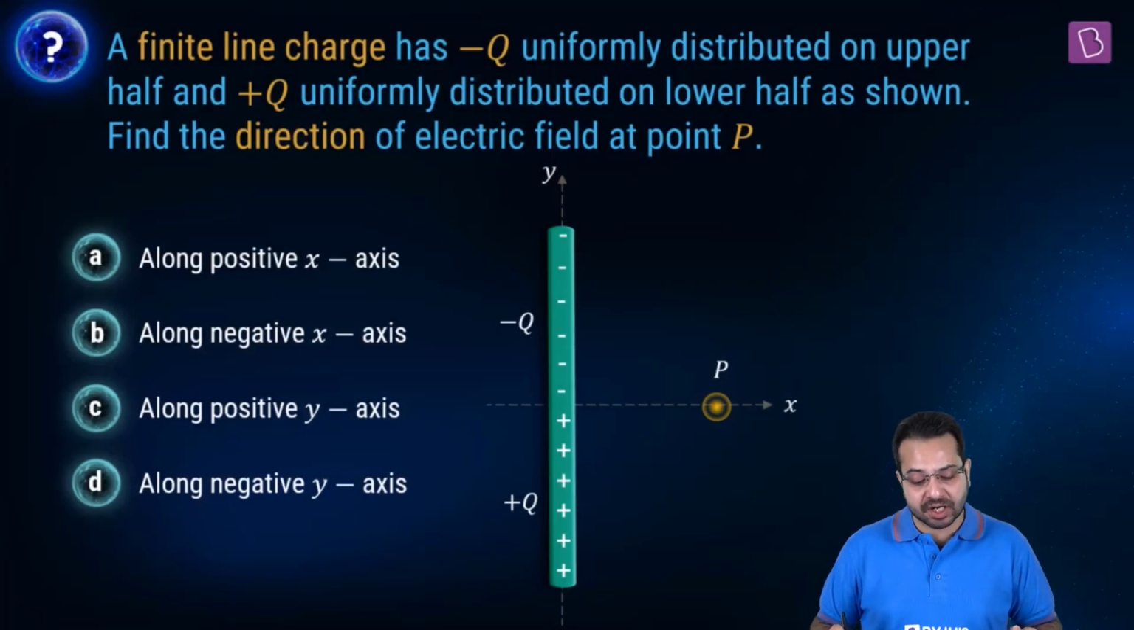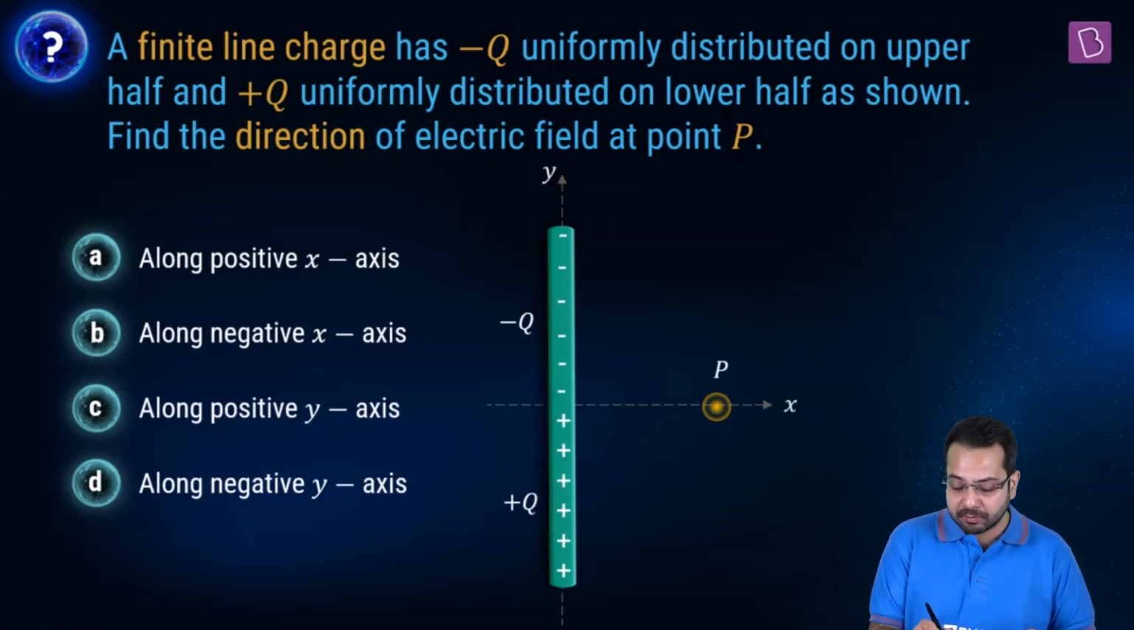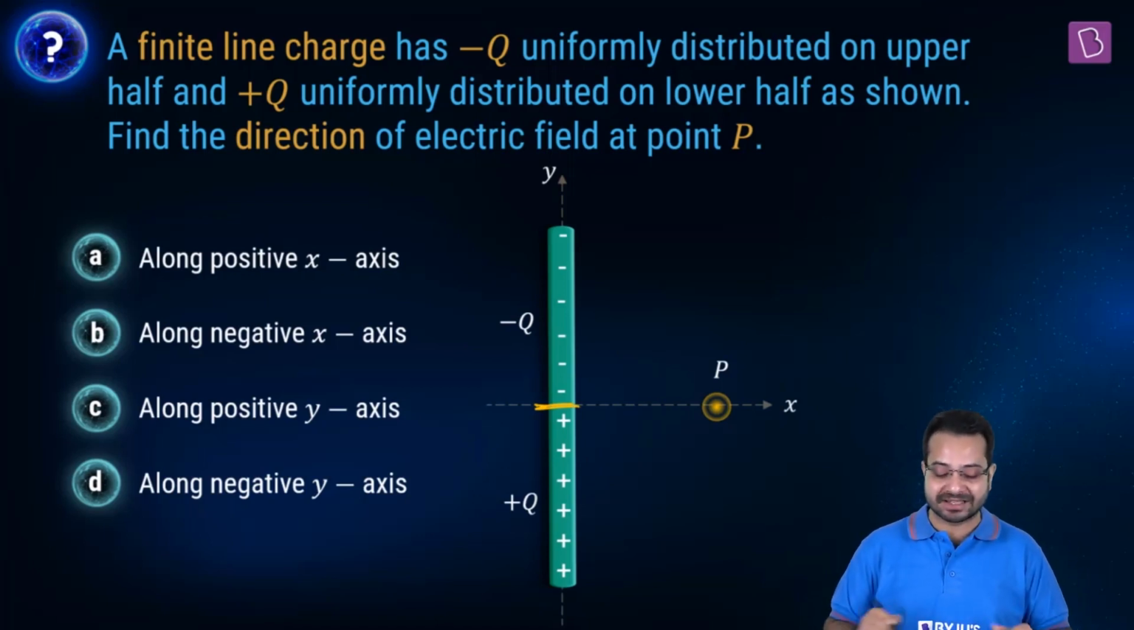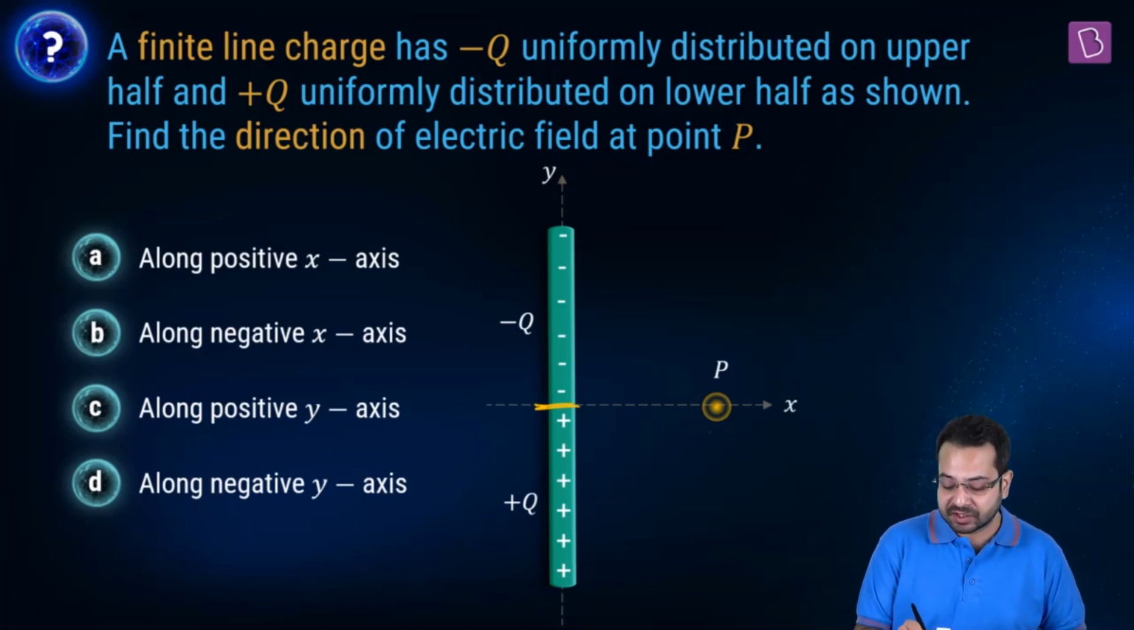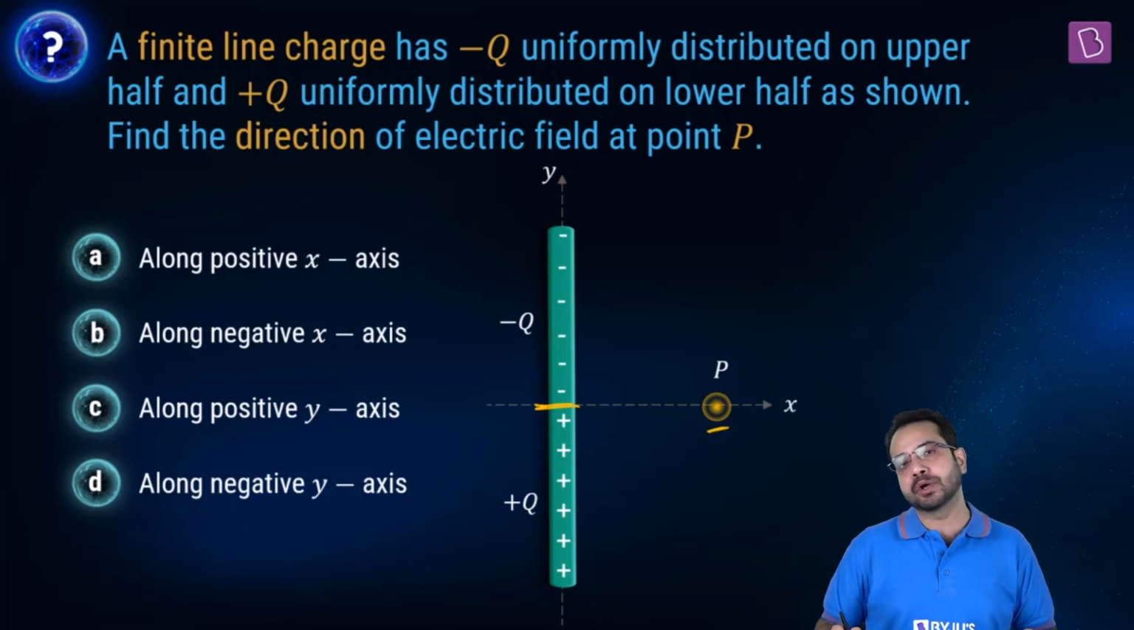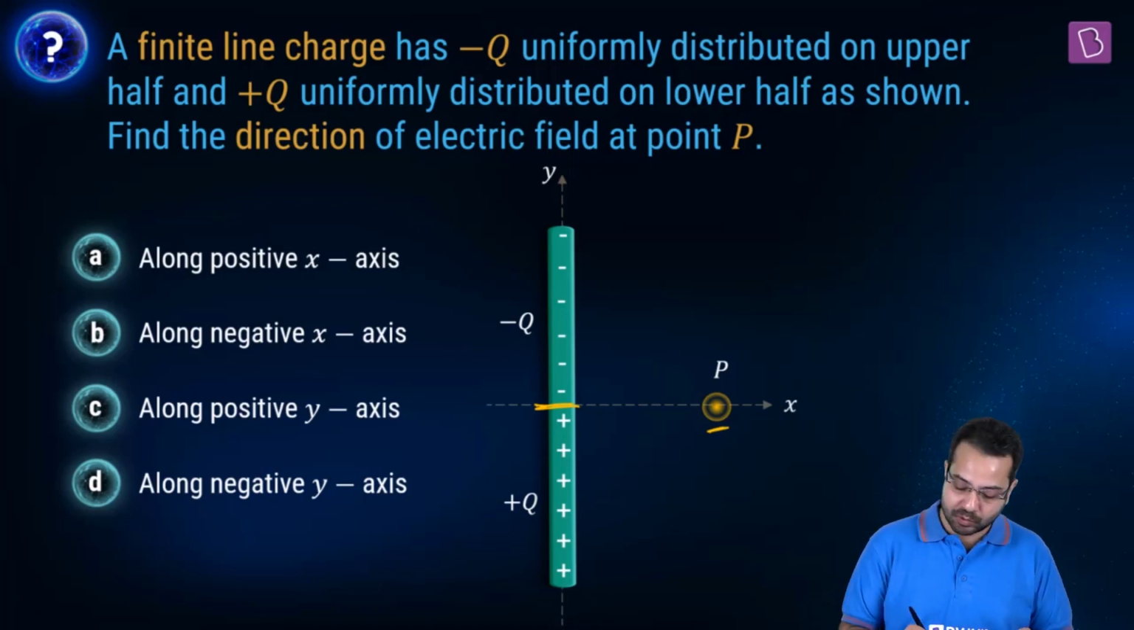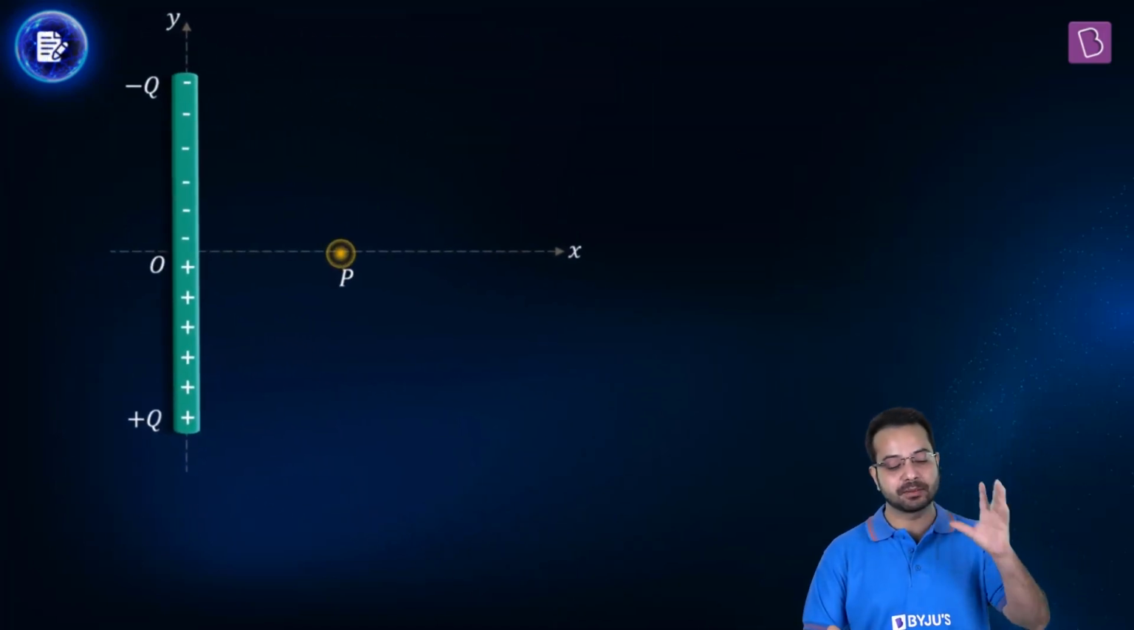A finite line charge has minus q uniformly distributed on the upper half and plus q uniformly distributed on the lower half as shown. Find the direction of electric field at point P. So this is a finite line charge, but the lower half has plus q and the upper half has minus q. And this point is on the equatorial line, which means we can very well make use of symmetry.